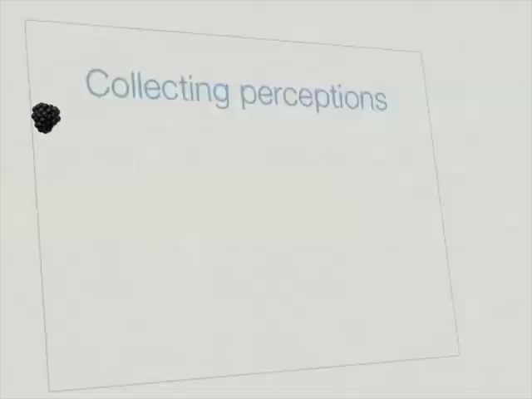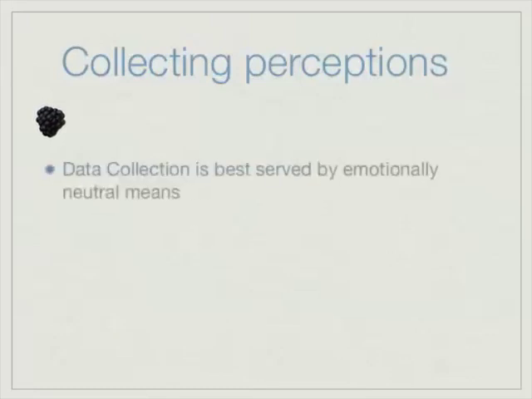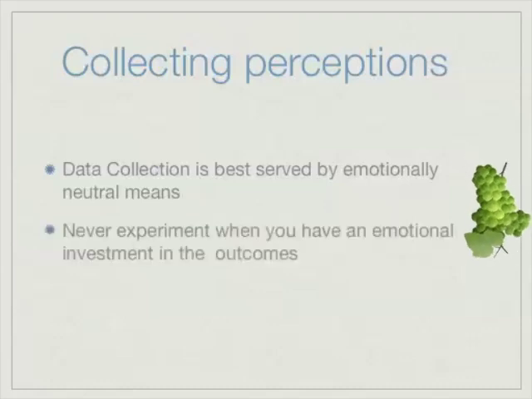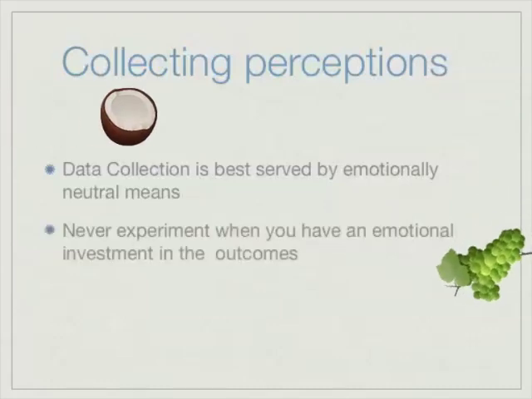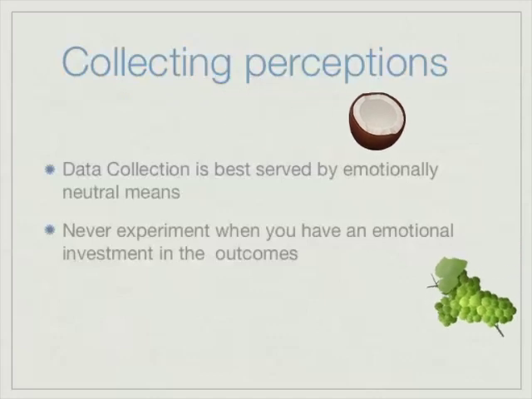Okay, so we're talking about collecting perceptions. My premise, the supposition here, is that data collection is best served by emotionally neutral means. Now, I'll talk a little bit about the complexity of this. It doesn't have to be perfectly, doesn't have to even be possible to have something perfectly emotionally neutral. The point is, this is the ruler against which your measurements are made. Some idea of emotional neutrality. Now some idiot on the internet said it's a good point though: never experiment when you have an emotional investment in the outcomes.